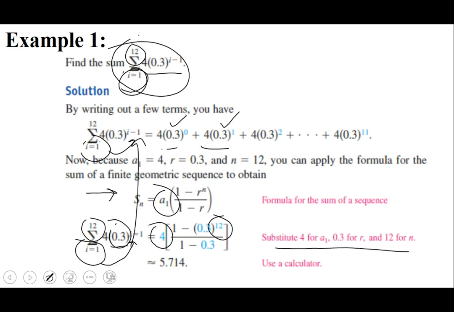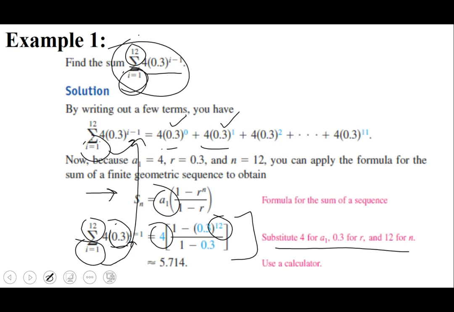To ensure that you do in fact get the correct answer, here's my advice for how I would plug this entire equation into the calculator. I would start with the numerator by doing 1 minus parentheses 0.3 to the 12th. That's going to give you an answer, which I would just leave right in the calculator. Then divided by parentheses, 1 minus 0.3.